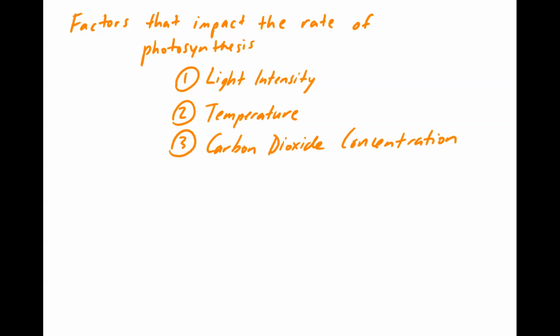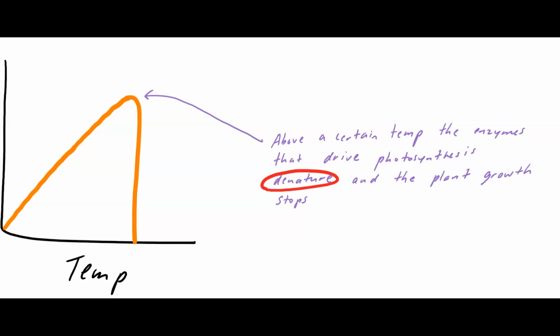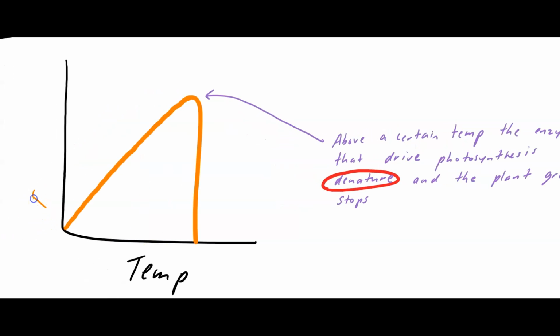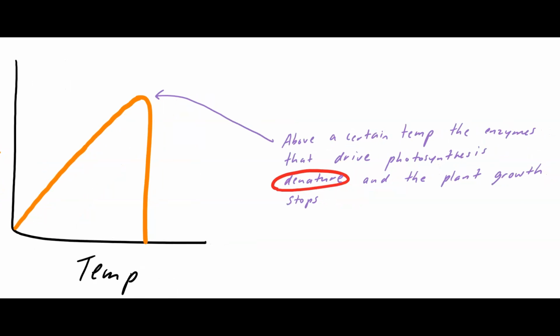All right, so light intensity, temperature, and carbon dioxide concentration are going to be the main factors that impact how fast or slow photosynthesis takes place. All right, so for the first one, it's going to be temperature, so make sure you get this down. In this graph, you'll see on the x-axis, we've got temperature. And then on the y-axis, it's going to be the rate of the reaction, so the rate of photosynthesis in this case. So as you can see, as the temperature increases, as it gets warmer and warmer, the rate of photosynthesis increases. So a good example of this would be like growing tomatoes in Florida.